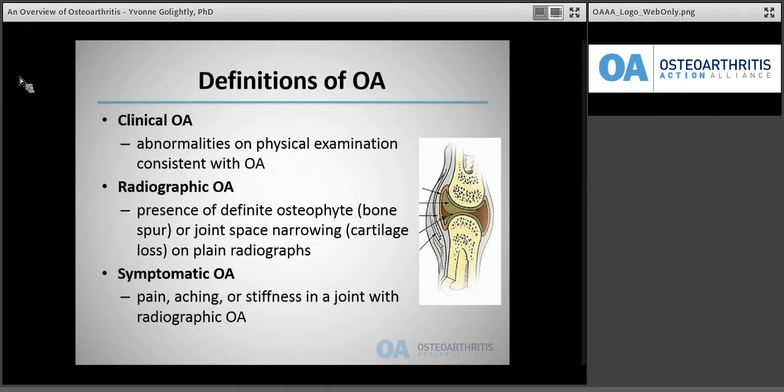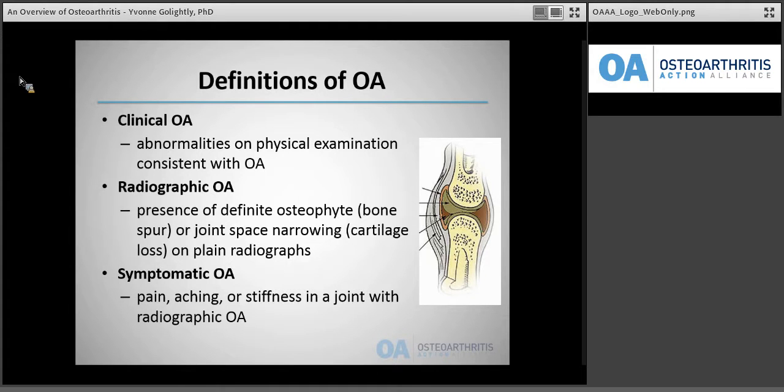There are a number of different definitions for osteoarthritis. For clinical osteoarthritis, this is based on abnormalities that can be seen on physical exam that are consistent with OA. So this may include changes in the hands with the nodes. So these are bony swellings. There can be crepitus or grinding of the knee joint when the knee moves, or there may be limitations or pain with internal rotation of the hip.